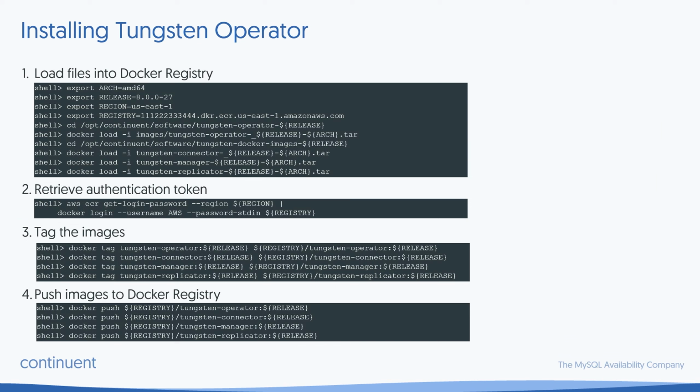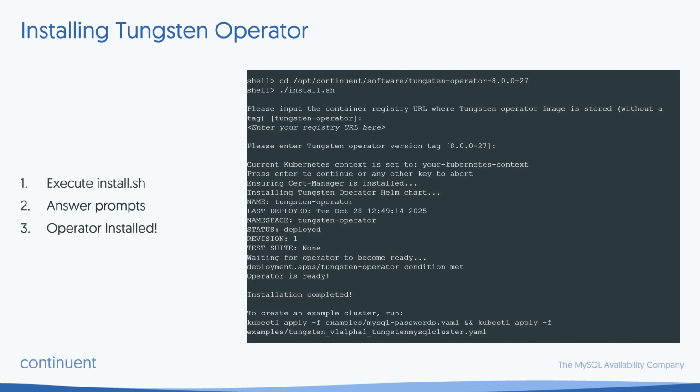Step one there is loading the files into the Docker registry. Step two, retrieve the authentication token. If you're not using AWS, this may not be applicable. So obviously depending upon where your registry is, etc. This is obviously one example. We then need to tag the images in your registry, and then you would push them up as that final step. Once you've got them registered, you can then execute the install.sh script.